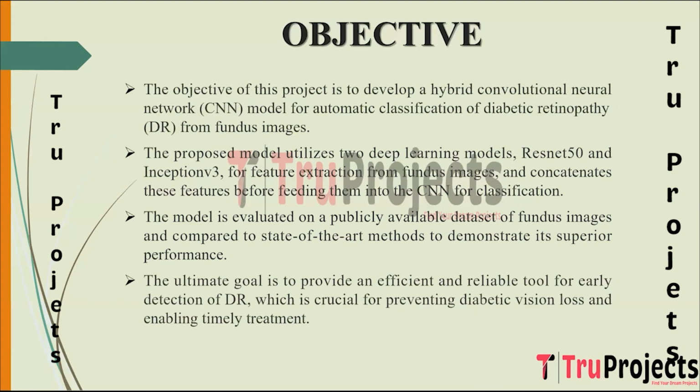The primary aim of this project is to create a robust tool capable of identifying diabetic retinopathy at its early stages. Early detection plays a pivotal role in preventing vision impairment caused by diabetes. By facilitating timely and proactive treatment, this model aims to mitigate the risk associated with diabetic vision loss and significantly improve patient outcomes.